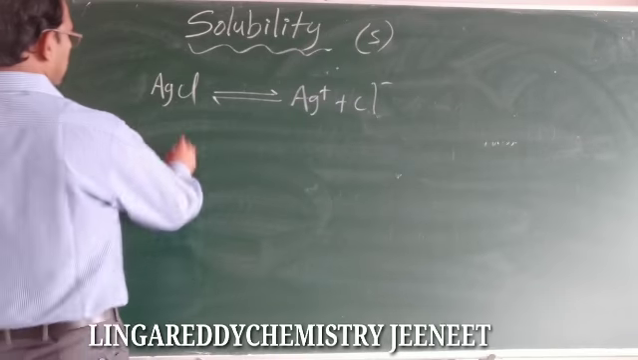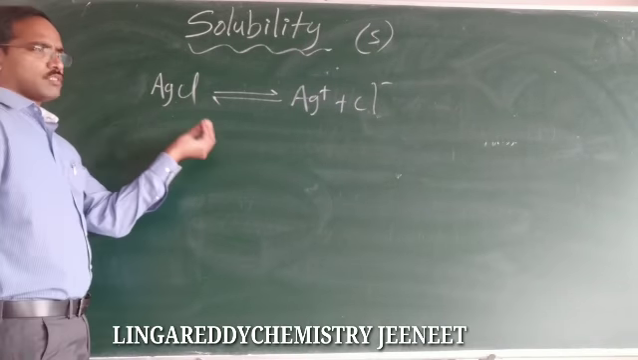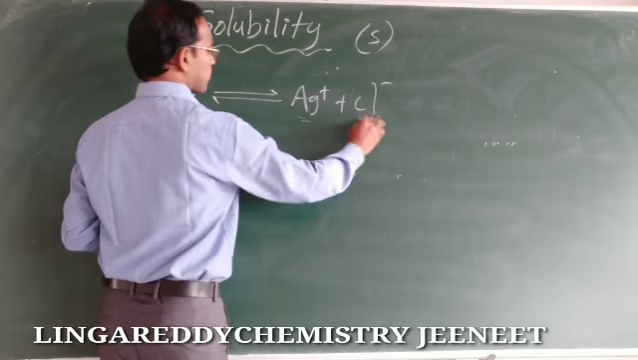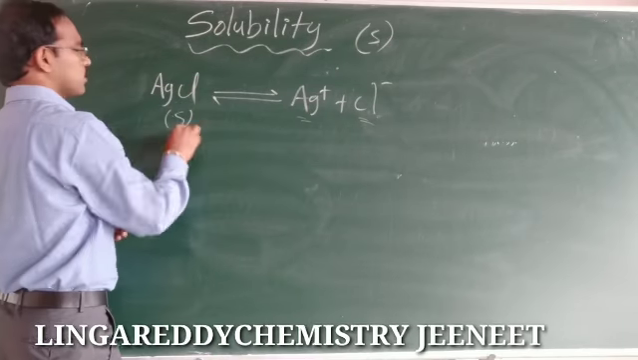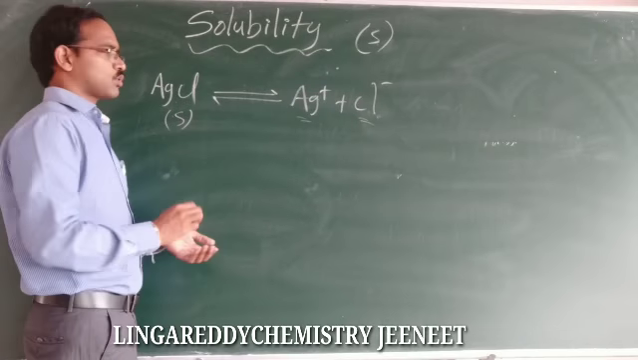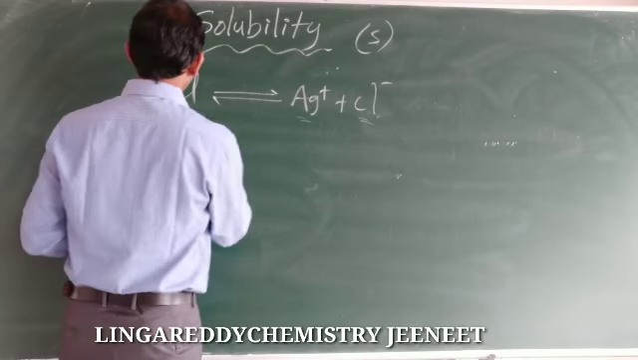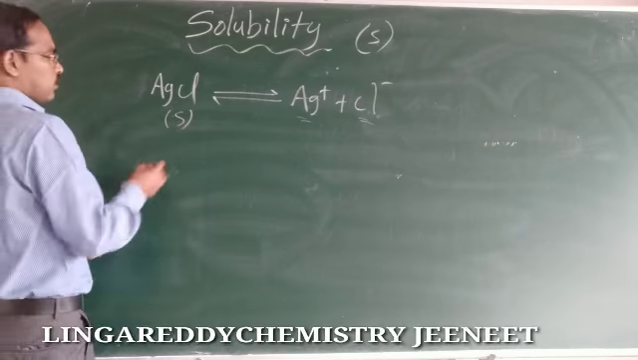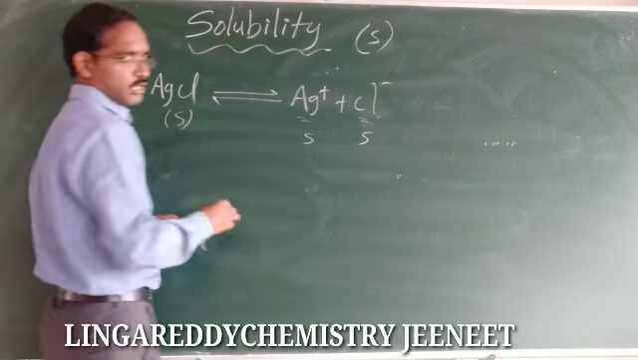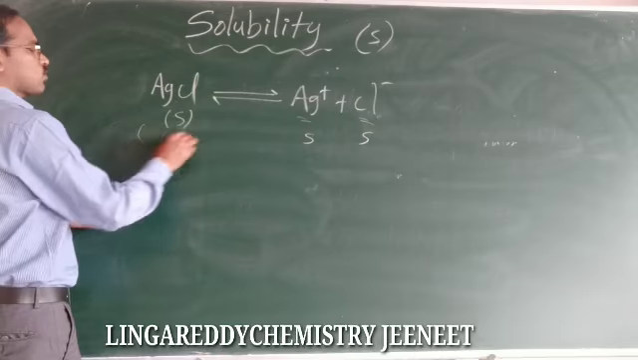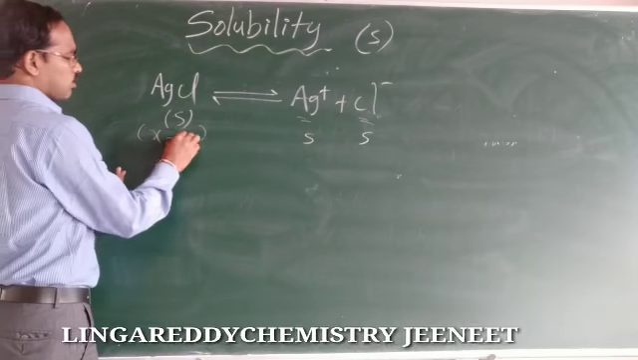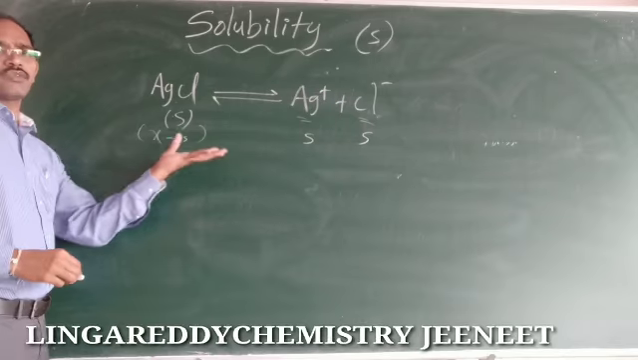Taking AgCl here, a smaller amount dissolves as Ag plus and Cl minus, but most of the AgCl remains, which is why it precipitates in the aqueous solution. Now the solubility is given as S. Suppose x quantity is there, and in that, small s is dissolved.